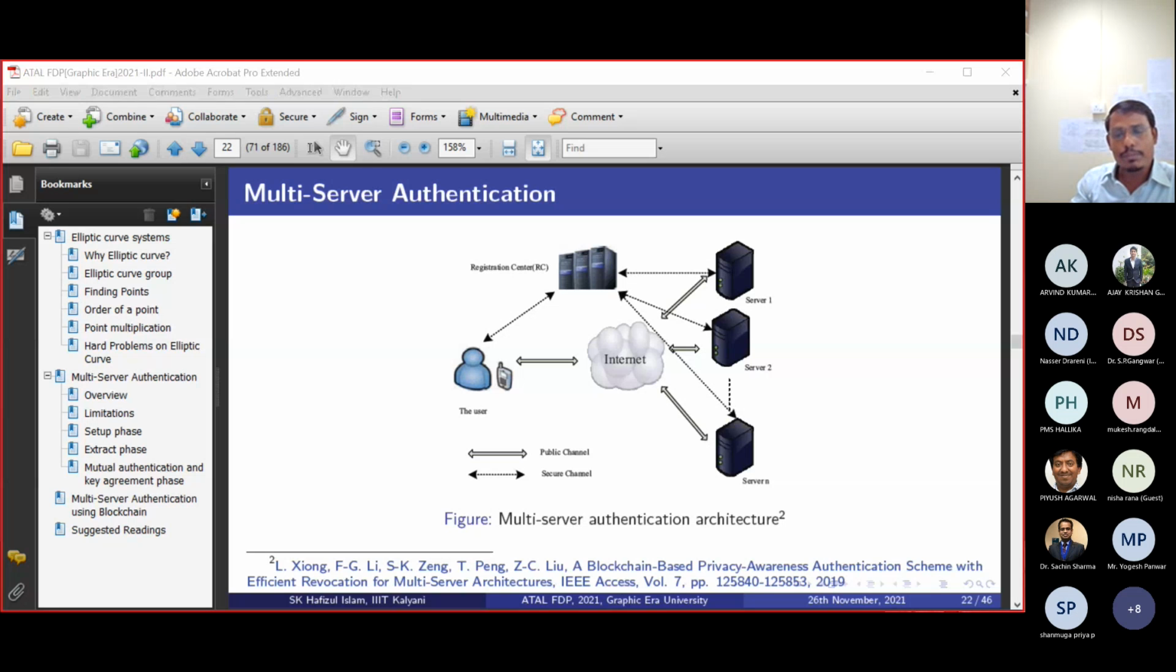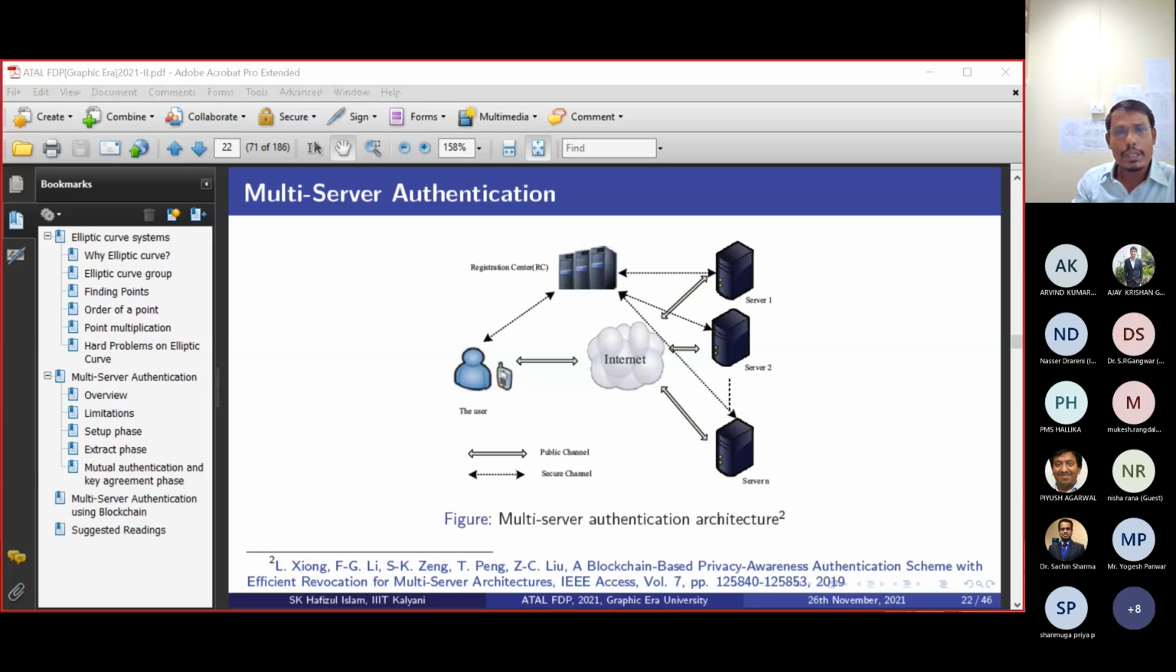This is, suppose, one of the services provided by the e-governance service. So there are multiple servers, and they are actually providing the different services. So if I follow the single authentication technique, what is required here? I have to register to each and every server multiple times.